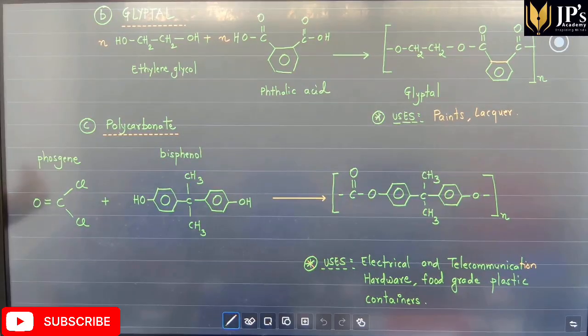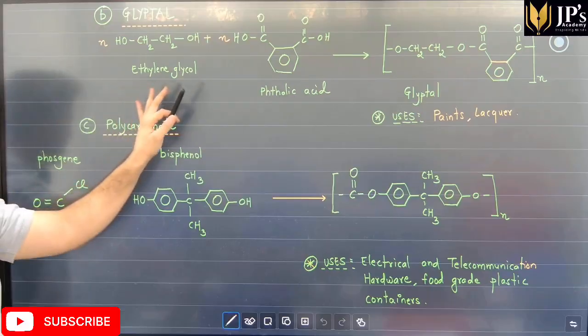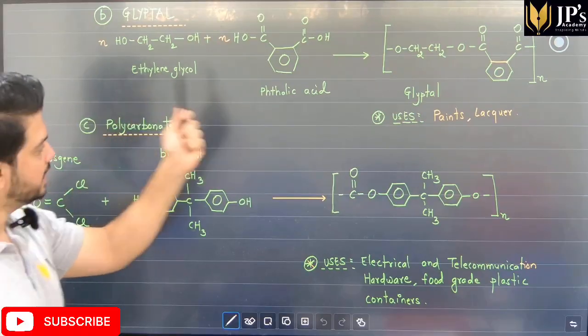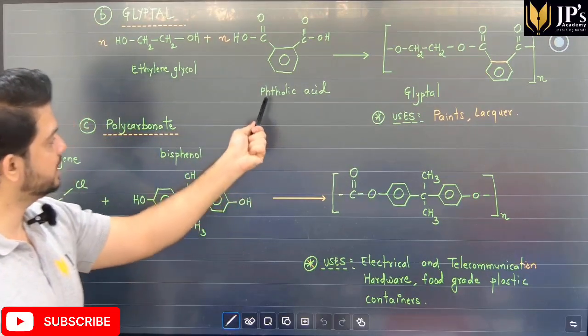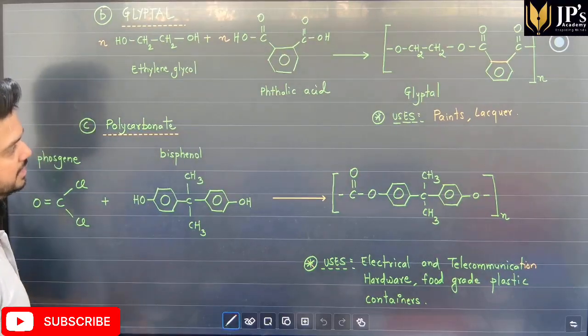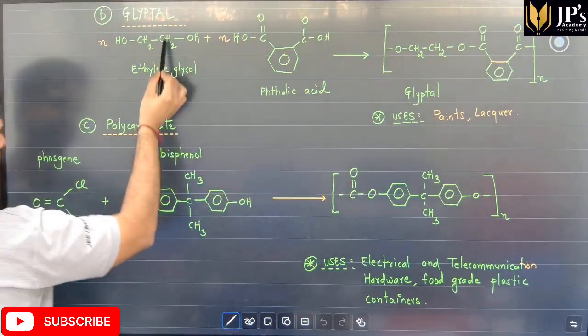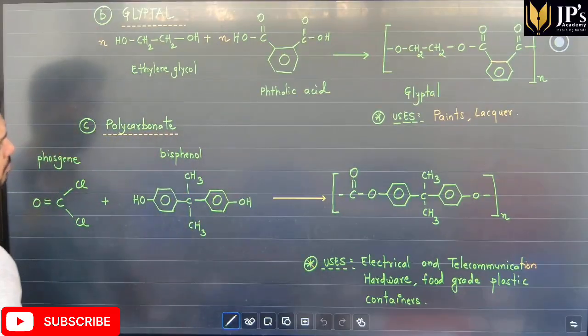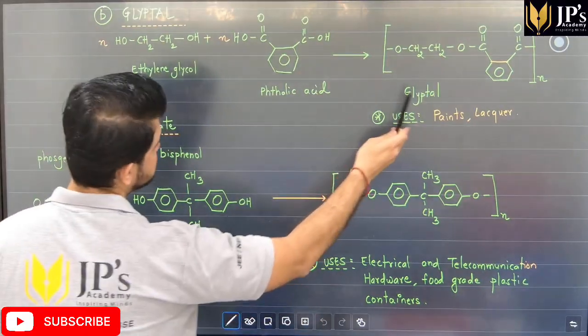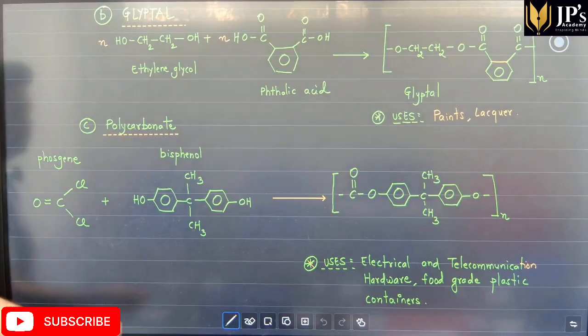Next we have students glyptal. Glyptal is again ethylene glycol. Now instead of terephthalic acid, which was there in the previous example, here we have phthalic acid. This gives you glyptal. Again, it's a condensation polymer obtained by removing water molecule. It is used in paints and lacquer.